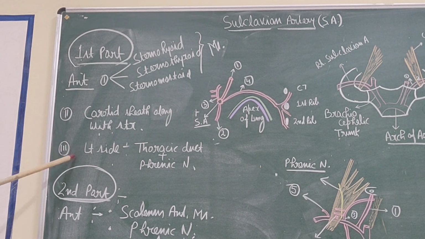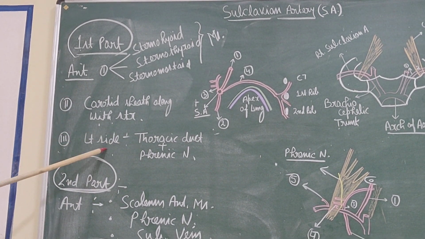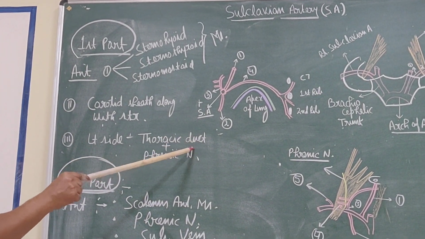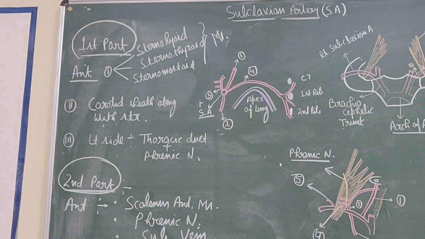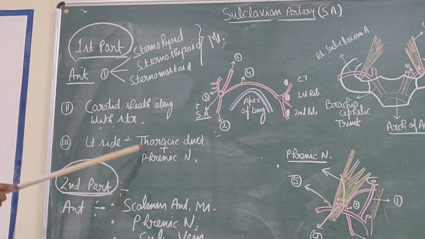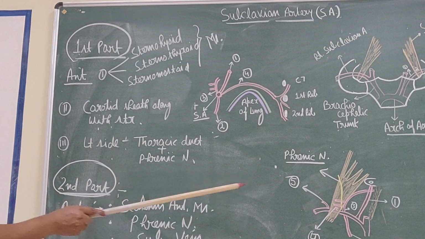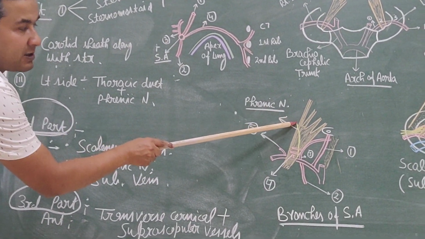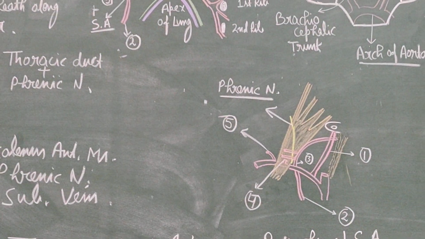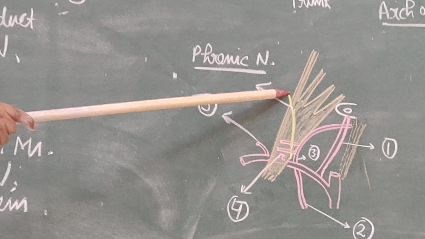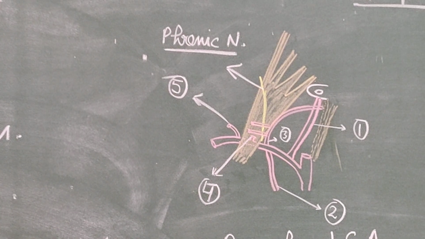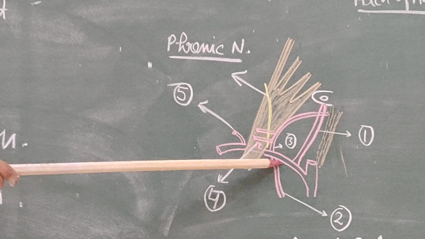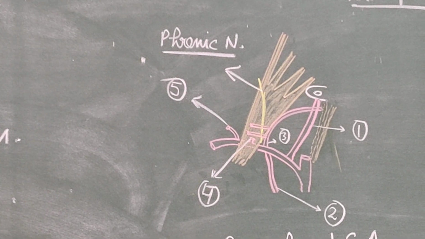Now there is a difference. On the left side, the subclavian artery is related with the thoracic duct anteriorly, because this thoracic duct is present on the left side, while on the right side, it is the phrenic nerve. The phrenic nerve crosses obliquely the scalenus anterior muscles from the lateral to the medial side. On the left side, it comes anterior to the first part of the subclavian artery.